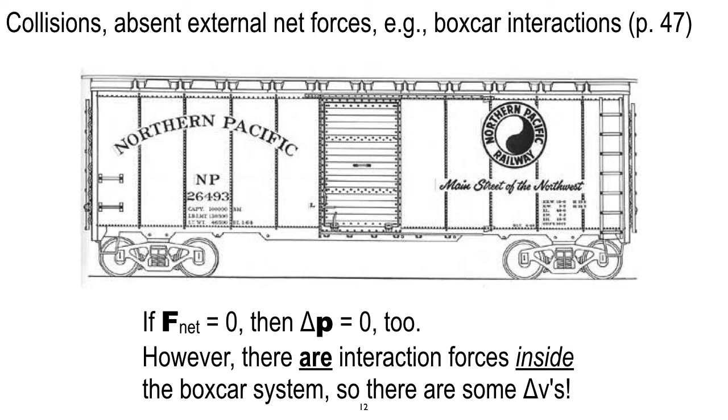So when I say that the net external force is 0, what that means is that, for instance, downward gravity on each boxcar is balanced by upward rigidity from the railroad track, and that there's no friction. So it's a mythological frictionless railroad, okay? But the boxcars are going to interact. They're going to hook together. They latch together as they slam into each other. That's how it works if you're ever out in a freight yard.